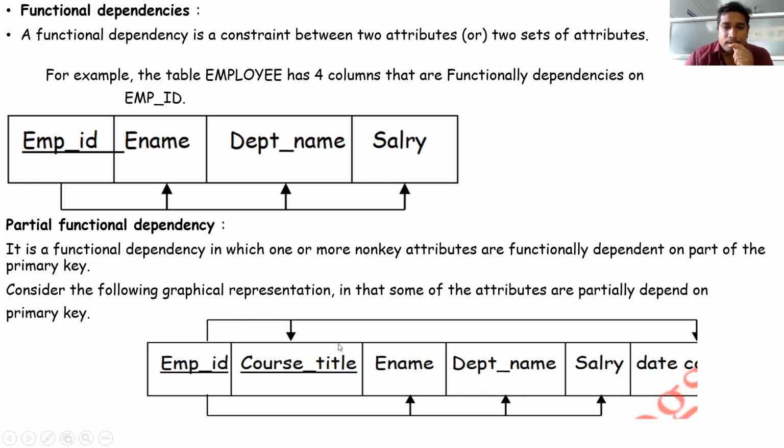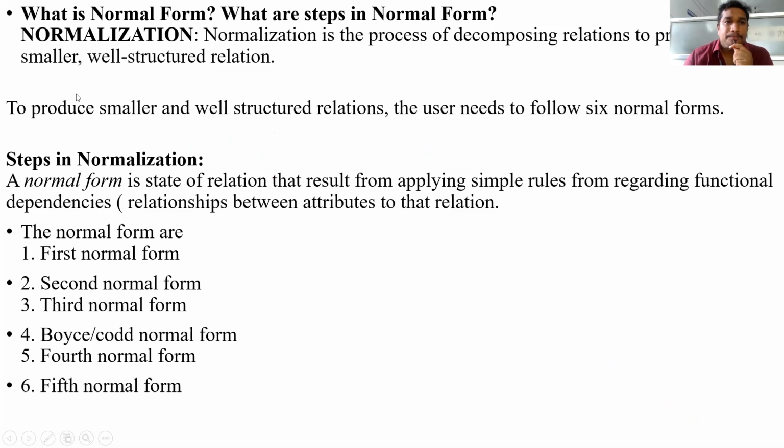And again, say there is a particular attribute called date of joining or date of course. Date of course is not dependent on the primary key attribute. Date of course is dependent on another non-primary key attribute called course title. So this is a partial functional dependency. A non-primary key attribute which is dependent on another non-primary key attribute is called partial functional dependency. Okay, next one.